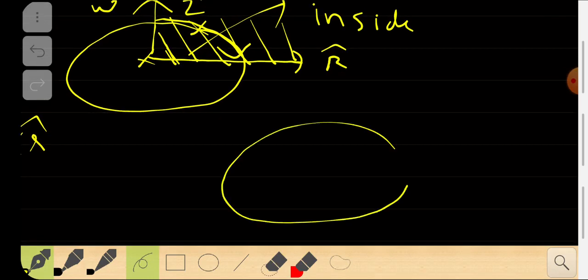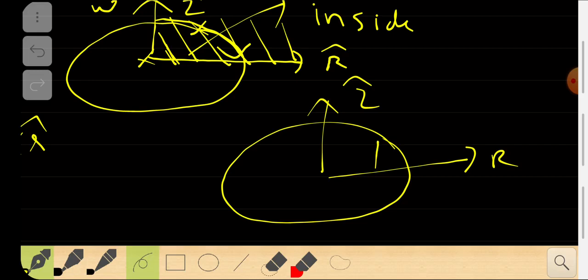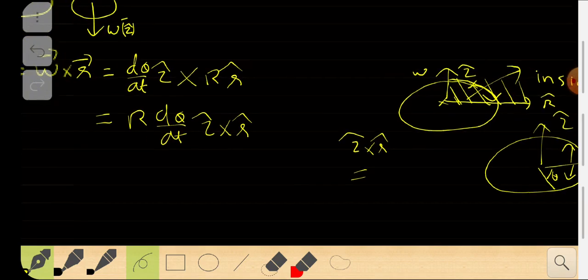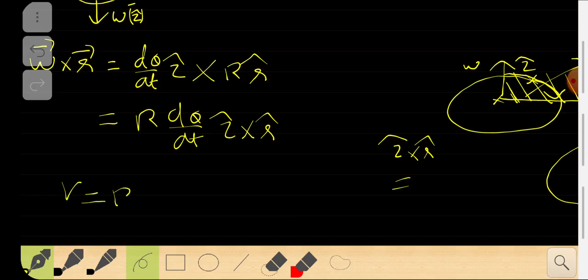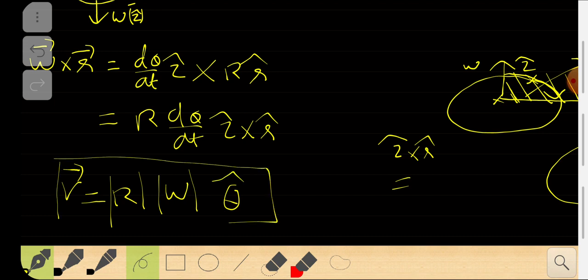So what is that direction? If you have a circular path like this, then this is the radial direction, the r cap direction. Then what is this direction? That direction will be the change in theta direction, so it will be the theta cap direction. So the velocity vector is in the theta cap direction. You can say that the velocity vector is equal to the magnitude of r times omega times the theta cap direction. That's the velocity vector, which we have already found out in a different manner.